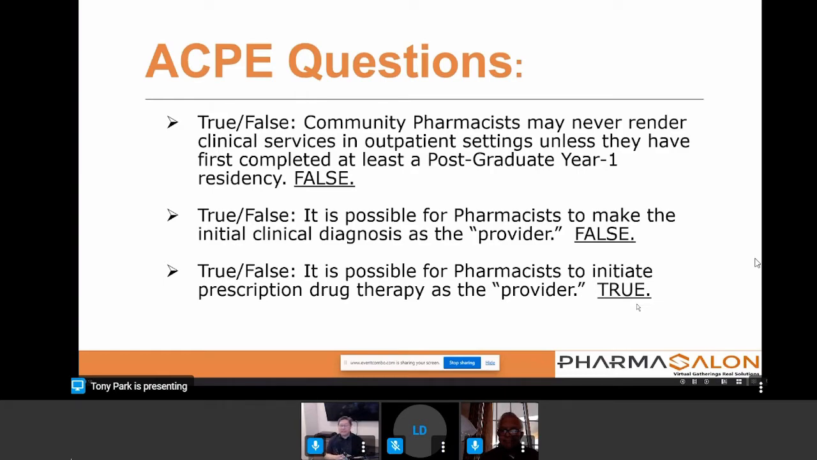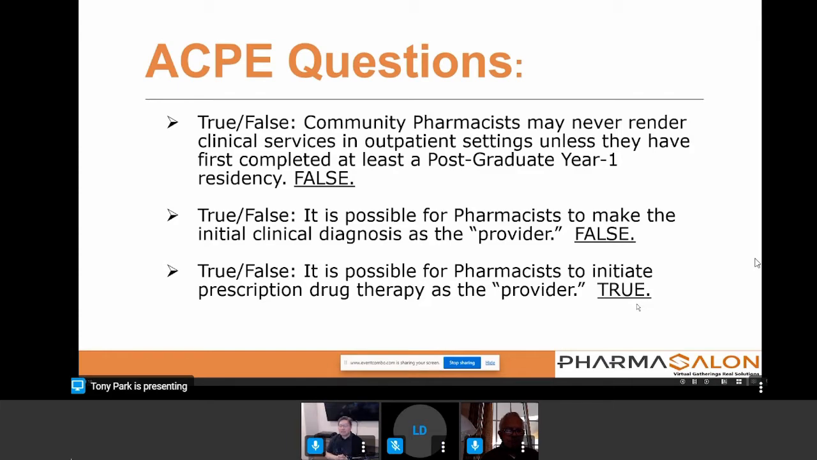True, false. Community pharmacists may never render clinical services in outpatients unless they have completed a PGY1. No, absolutely not true. It is very possible, at least in California, again, check your own state regulations on this issue. There is no requirement to do PGY1 to enter into any collaborative practice agreement.